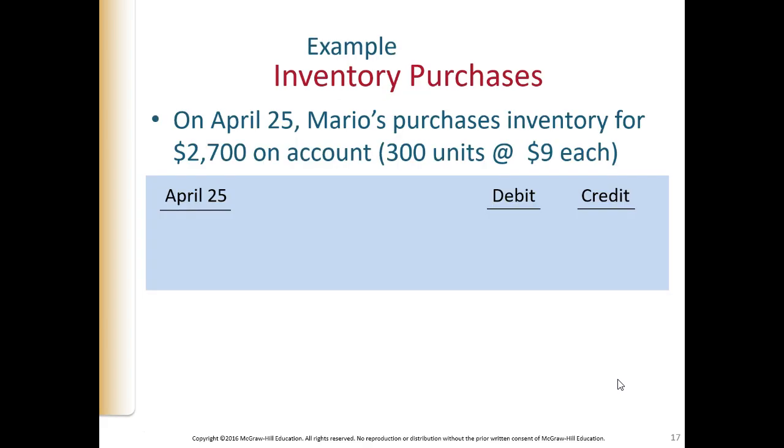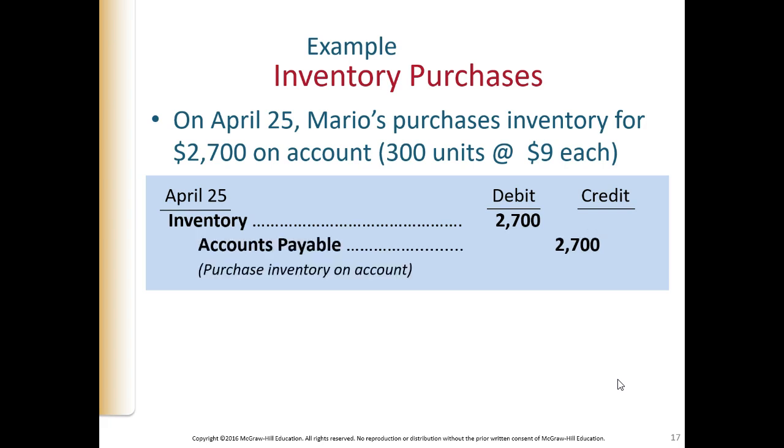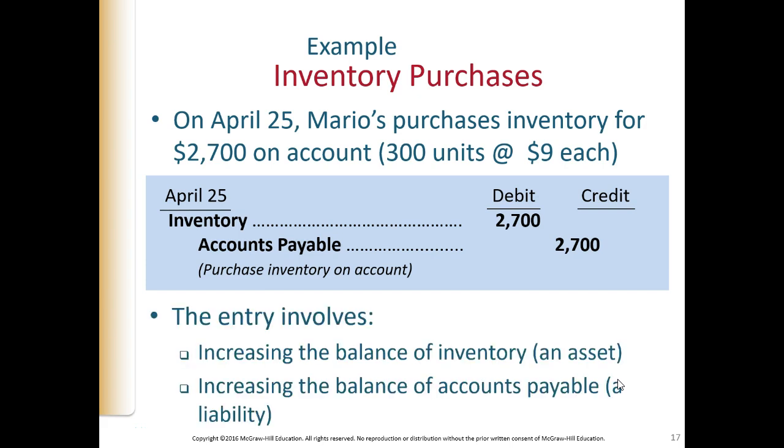So April 25th, if you purchased 300 units that cost $9 each, you're going to debit the inventory account, thereby increasing it, and you're going to credit, since this is purchased on account, the accounts payable account. So accounts payable reflects the amount we owe to suppliers. So we're going to increase the inventory, it's an asset, and increase a liability, which is accounts payable.